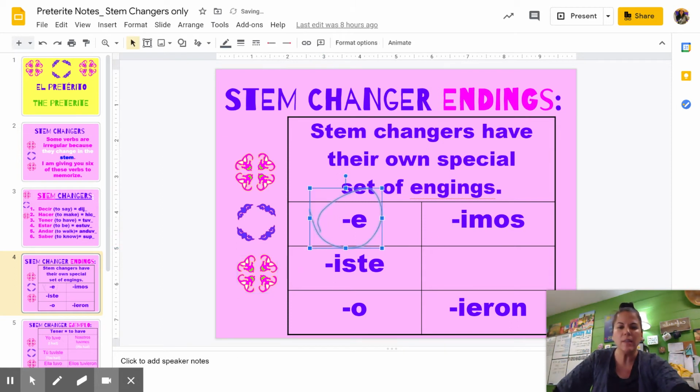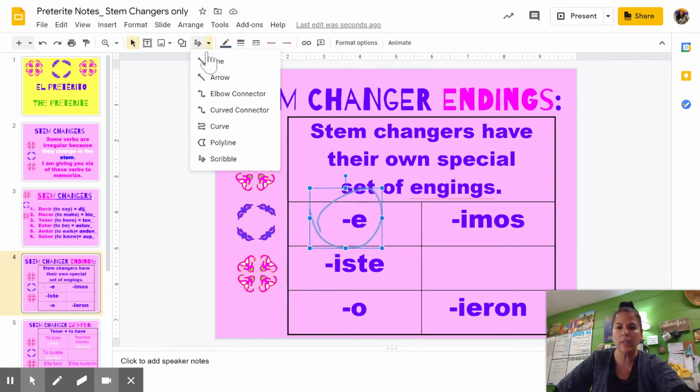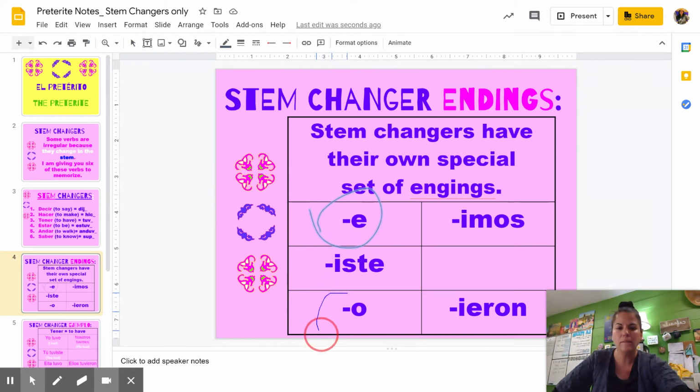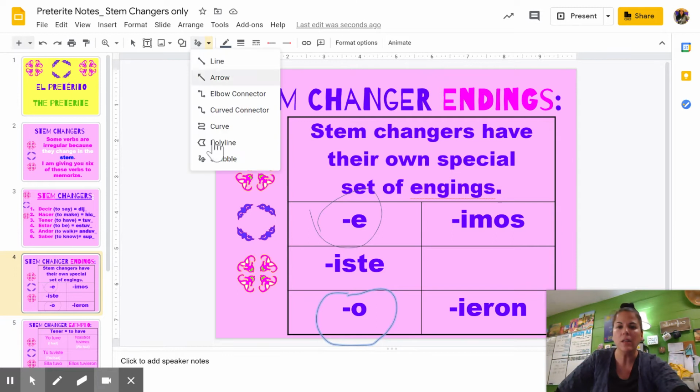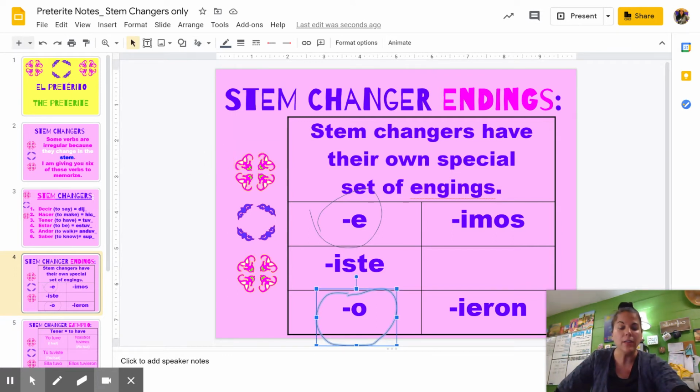Okay, so notice that the E here and the O, I have to select it every time, I guess. It's a really ugly circle, sorry. These two are the same as your AR endings minus the accents. Because remember the AR endings are aste, o, amos, aron. So these two are the same as your AR endings. And then the other three are the same as the ER-IR endings. So remember, ER-IR endings are iste, io, imos, ieron.